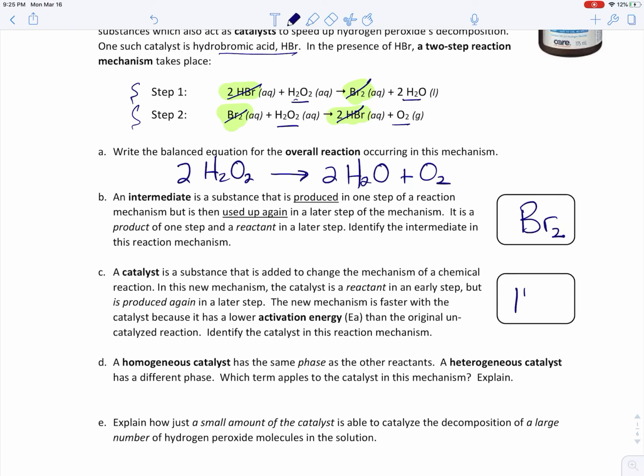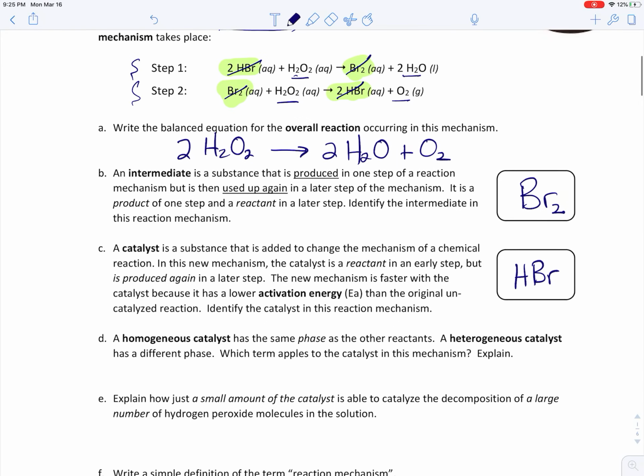So the HBr qualifies as a catalyst. It was a reactant in the first step and a product in the later step. Because it's produced again, it can go on to catalyze further reactions. Now, there are two different broad categories of catalysts. They can be homogeneous or they can be heterogeneous.